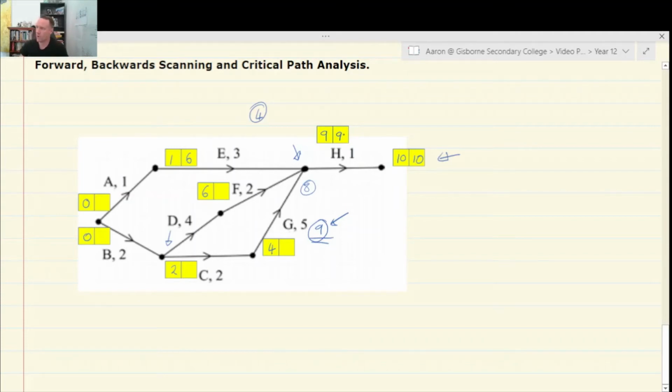Moving down from 9, so we're calculating from these second boxes now, from 9 hours, we can see that for F, if we subtract 2 there, we get 8. And the start for F has a float time of 8 hours. And G, 9 take 5 is 4, so that doesn't have a float time.